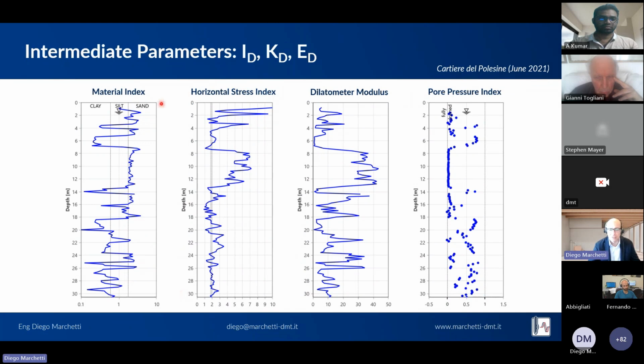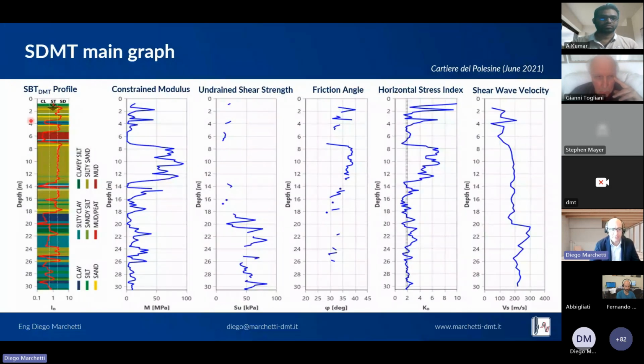Here are the intermediate parameters, ID, saying exactly the same thing. ID, I repeat, looks at P1 and P0 and their distance and is able to distinguish the layers of clay, silts, and sands. The horizontal stress index KD, the dilatometer modulus, and again the pore pressure index, which is fully drained when it's equal to 0 and higher than 0 in finer material with excess pore water pressure. In this case, we have in the main graph also the shear wave velocity with the Medusa SDMT and the other parameters we already saw.